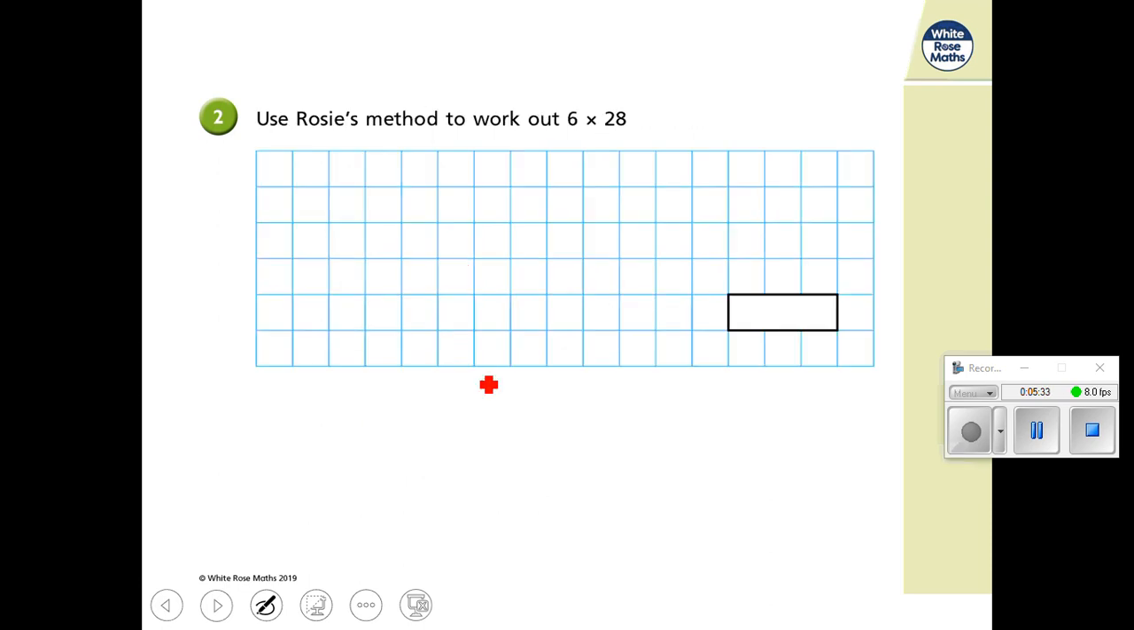This one, use this to do 6 times 28, so 28 times 6.